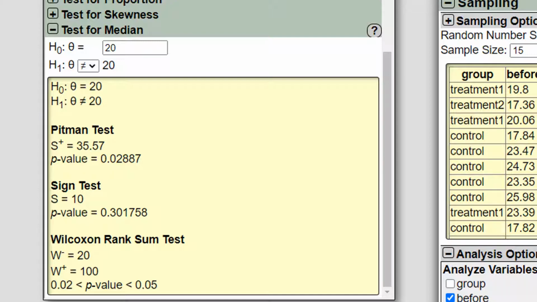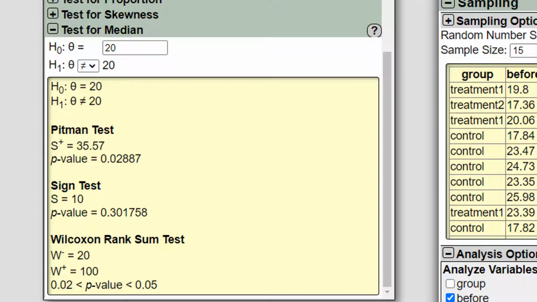Or, anyway, more extreme than 10. And it's a two-tailed test, so it's doubled. That's going to be our p-value here, which is actually not as significant. Of course, it's a simpler test because it doesn't take into account the magnitude of the difference from the median. So the sign test is not as powerful a test, but it's easier to do.